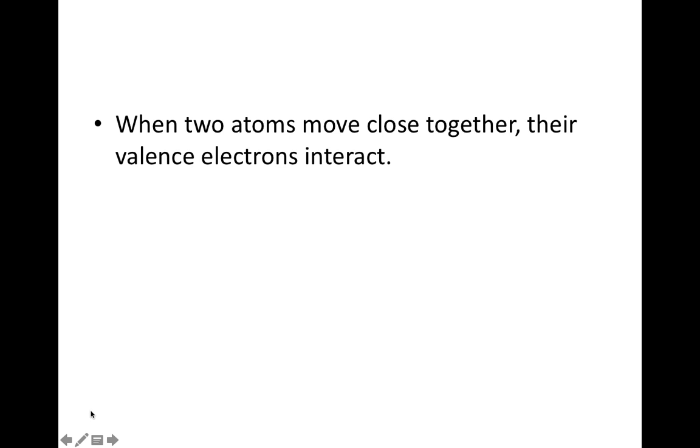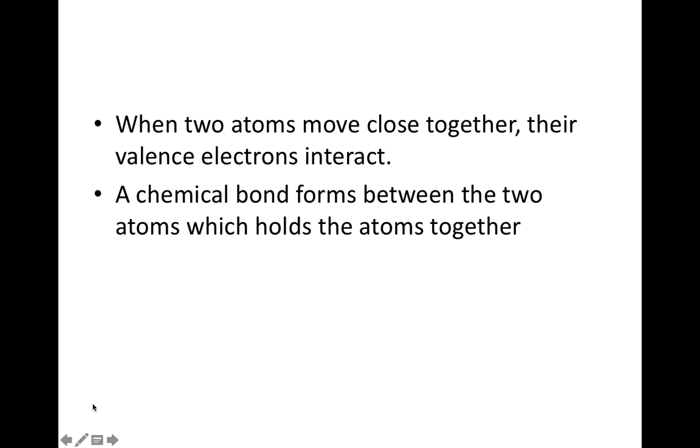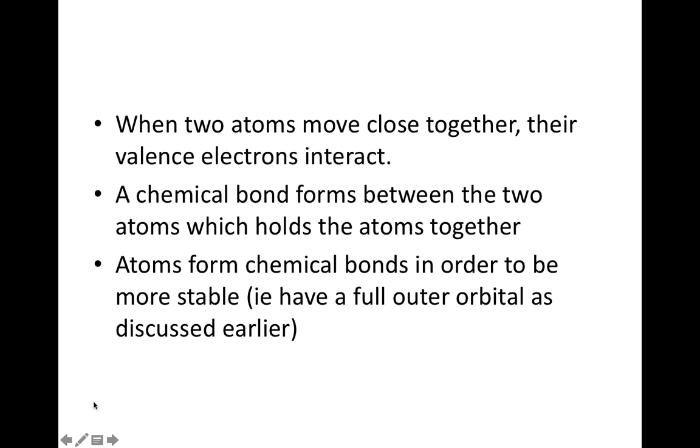When two atoms move close together, their valence electrons interact. A chemical bond forms between the two atoms which holds the atoms together. Atoms form chemical bonds in order to be more stable, i.e. have a full outer orbital, as discussed earlier.